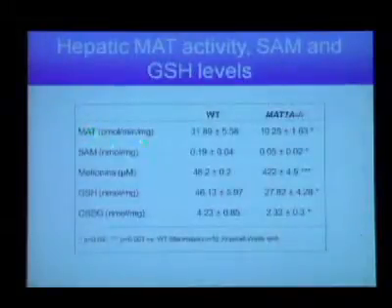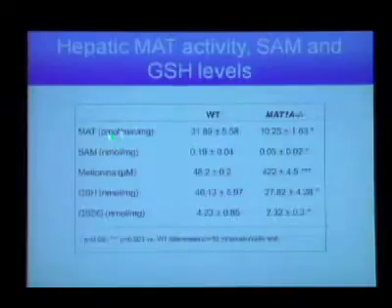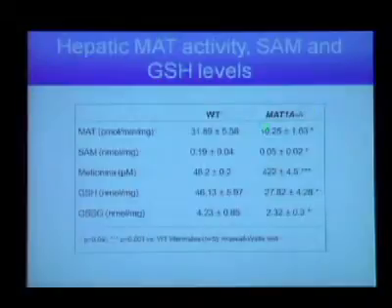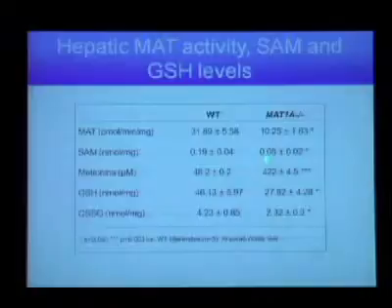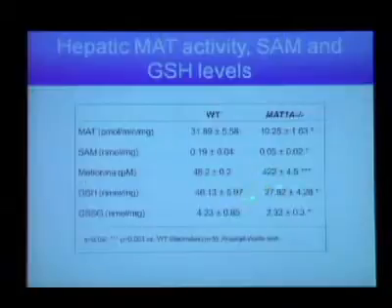So just to summarize the features of our knockout, the MAT activity was only 30% as compared to the wild-type livers, and likely this activity is contributed by the expression of MAT2A. That leads to a 75% reduction in S-adenosylmethionine content in the knockout liver, hypermethioninemia, and also a defect in the synthesis of glutathione, suggesting that there is some oxidative stress in there.